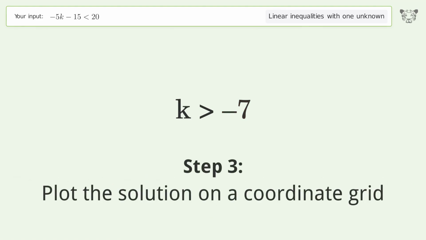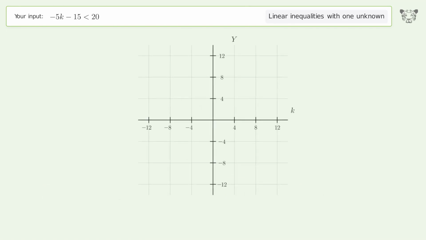Plot the solution on a coordinate grid. And so the final result is k greater than -7.